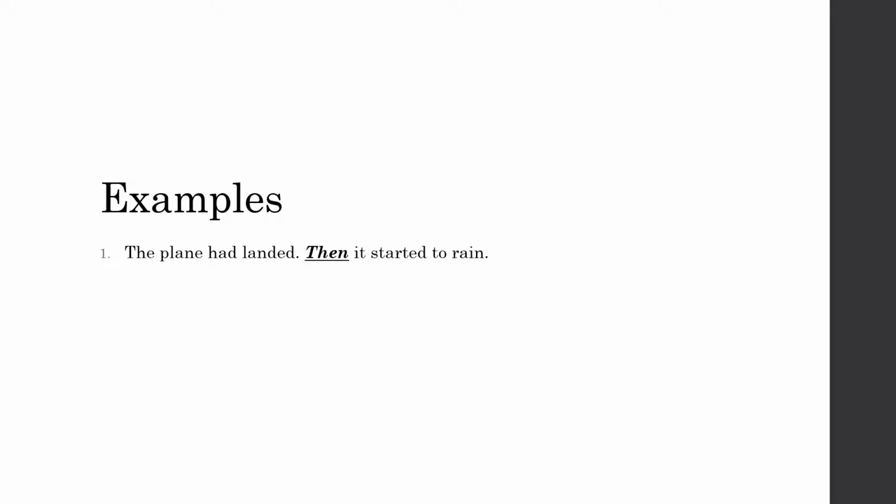The plane had landed, then it started to rain. We use then as a connector. We usually have it in front position to show that one action or situation is later than another. Secondly, I read the morning papers for a while. Afterwards, I took a shower. We use afterwards as a connector. We use it usually in front or end position. The reason for using it here is when we are talking about the time relationship between one sentence and another.